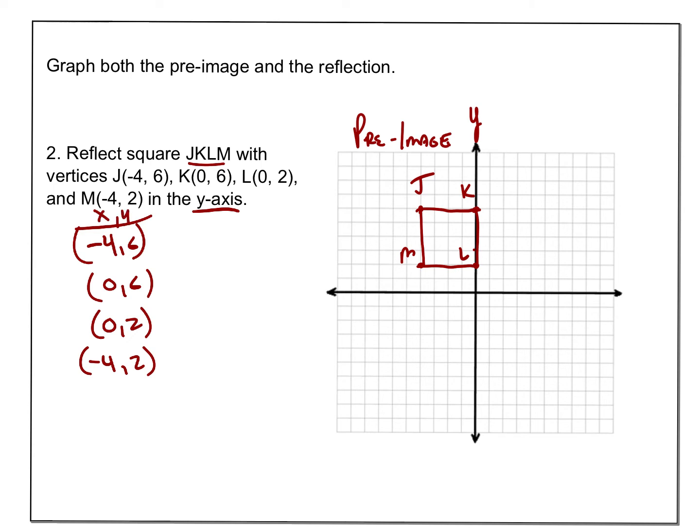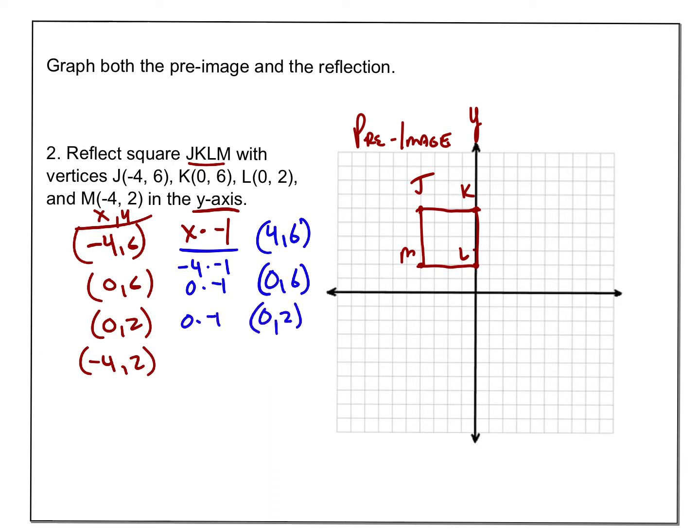So for the y-axis, we're reflecting over the y-axis. That means I want to take all the x's times -1. So that's -4 times -1. So my new point will be 4, 6. 0 times -1, no change, so that will be 0, 6. Again, 0 times -1, no change, so that's 0, 2. And again, all I'm doing is taking the x values and multiplying them by -1.